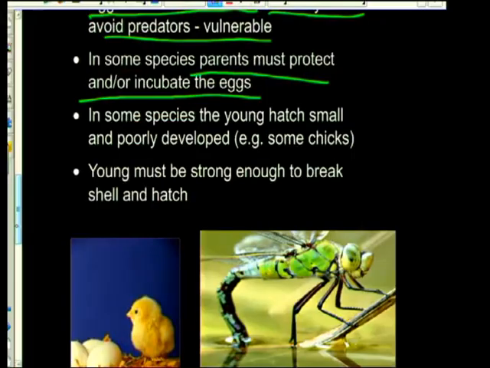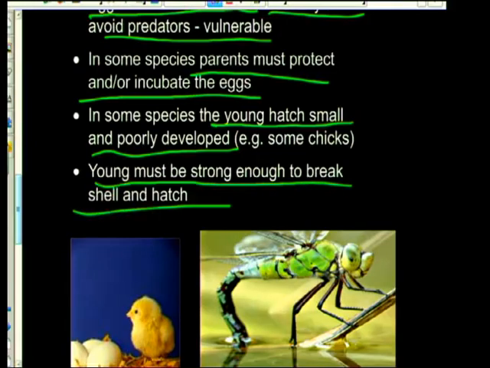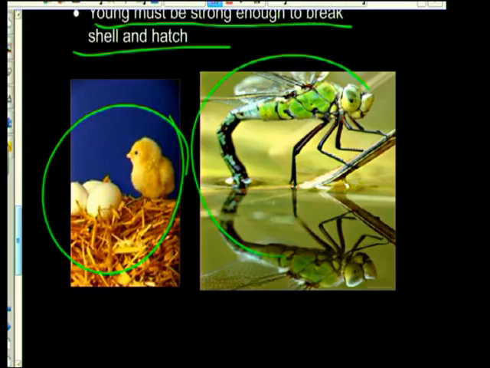In some species, the young hatch small and are poorly developed, like the chicks. And in this case, they may be vulnerable to predators at that time or the environment. And the young must be strong enough to break the shell for hatching. If the young is not strong enough, it's not going to break the shell, it will die inside the egg. Some examples of oviparous organisms: birds and insects.